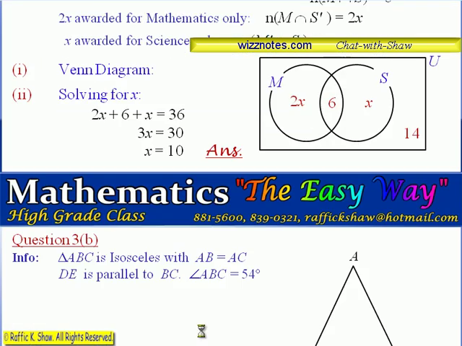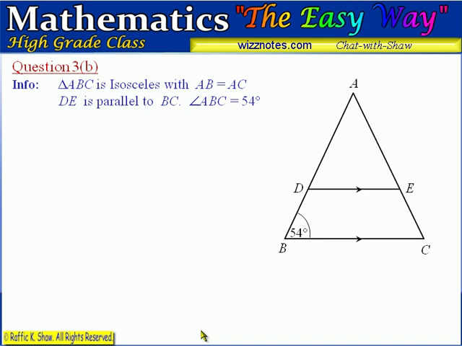Let's move down now to part B. Part B gives us this isosceles triangle ABC with AB being equal to AC, and we are told that DE is parallel to BC, and also we are given this angle here, angle ABC is 54 degrees.